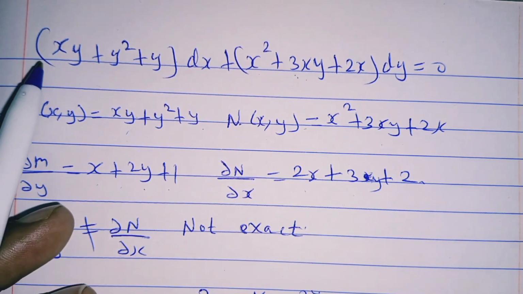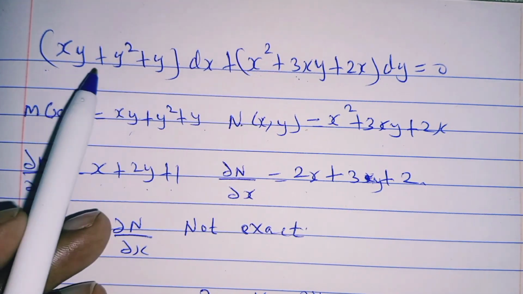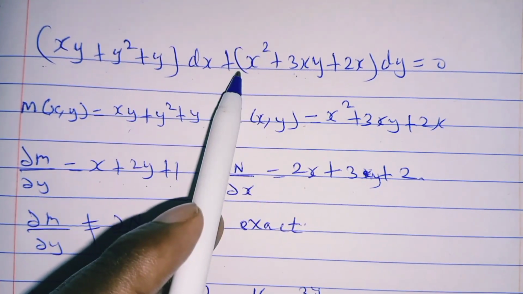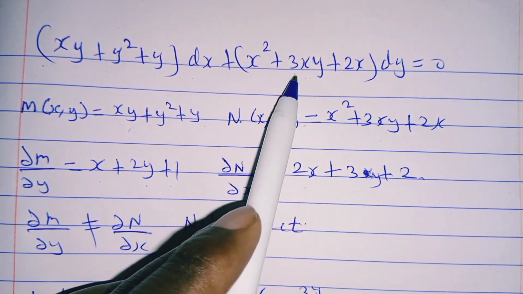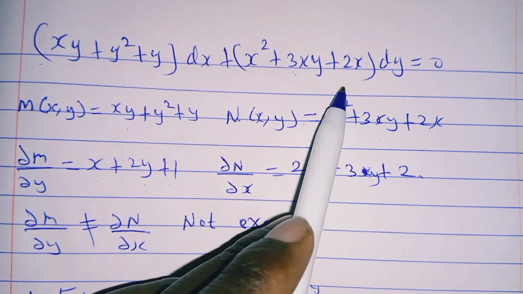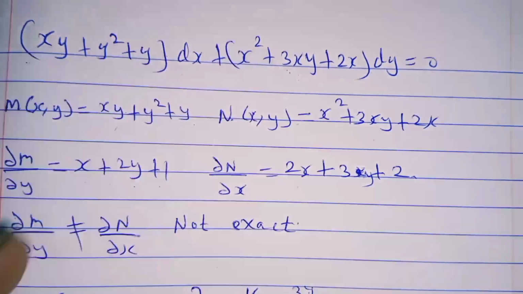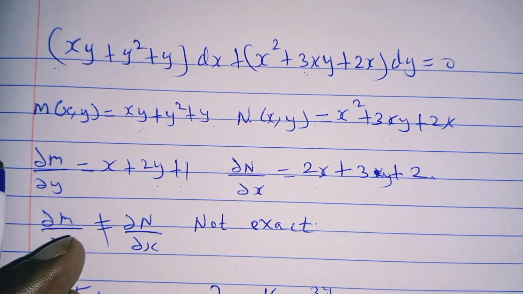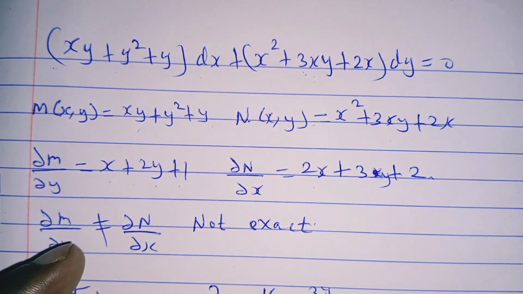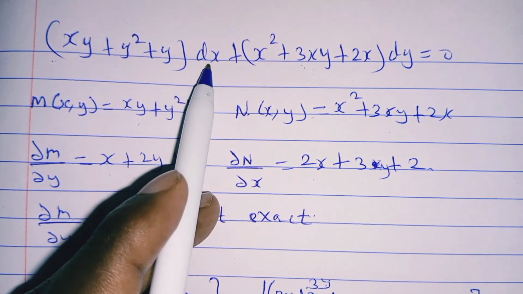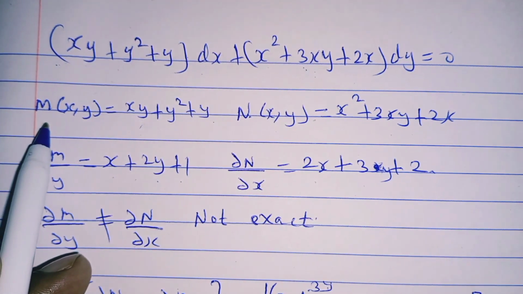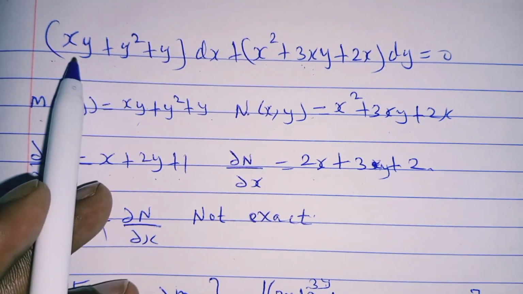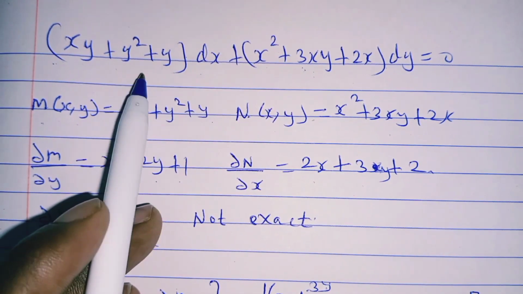Here we are given the equation (xy plus y squared plus y) dx plus (x squared plus 3xy plus 2x) dy is equal to 0. The first thing is to check whether the given equation is exact or not. The function where dx is, we define as the function M. In our case, M is xy plus y squared plus y.